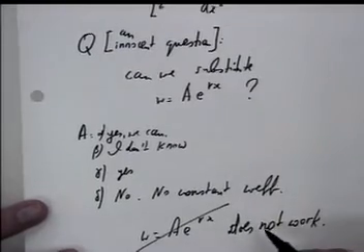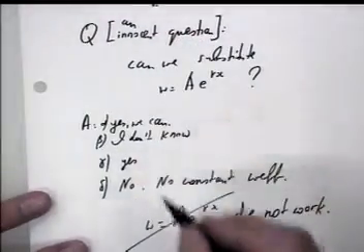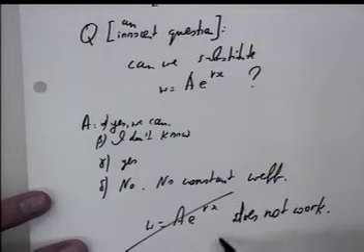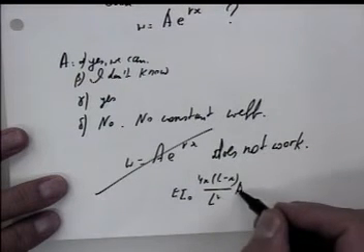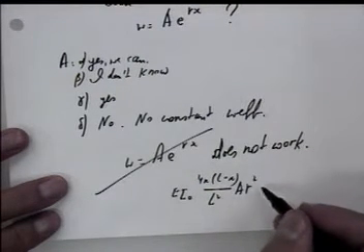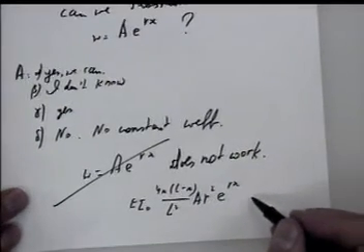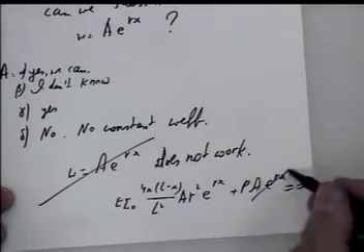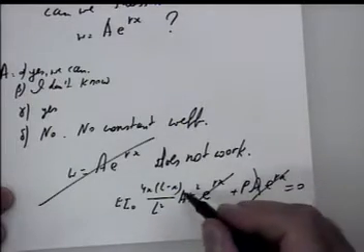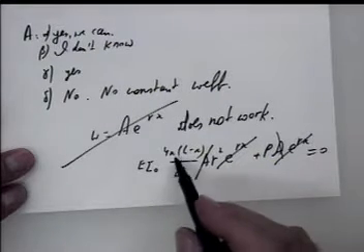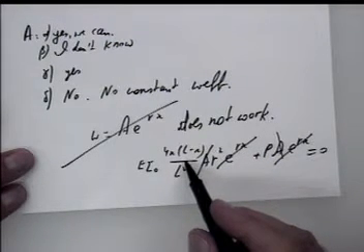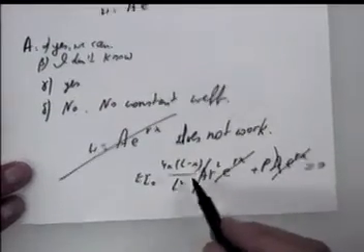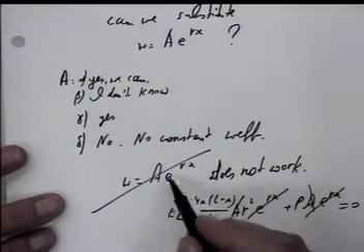Naturally it does not work. Why? If I would substitute, then I would get EI0 times 4x, L minus x, over L square, times A r squared e to the power rx, plus P A e to the power rx, equals 0. This would cancel. A we don't need. But then r would depend upon x. But we stipulated that r is constant. So therefore this does not work. So what should we do?